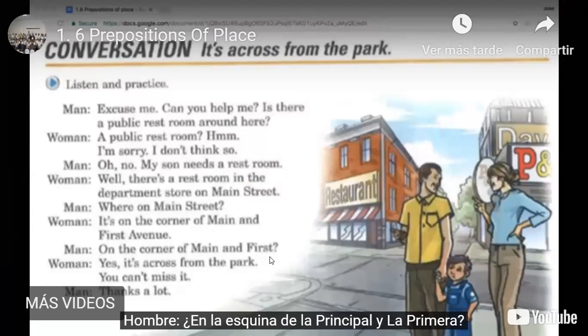Now, please repeat. A public restroom? I'm sorry. I don't think so. Oh, no. My son needs a restroom. Well, there's a restroom in the department store. There's a restroom in the department store on Main Street.